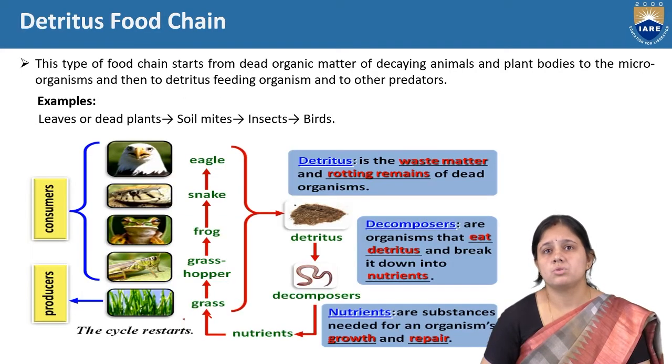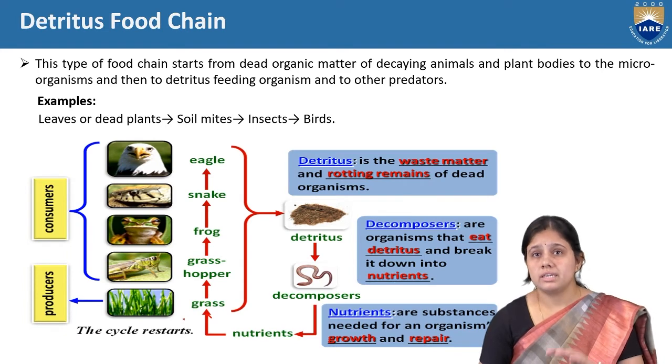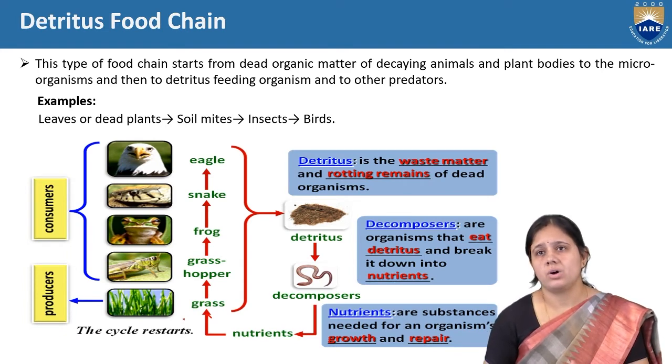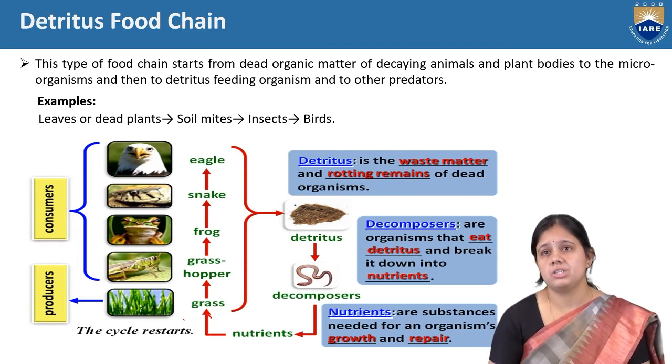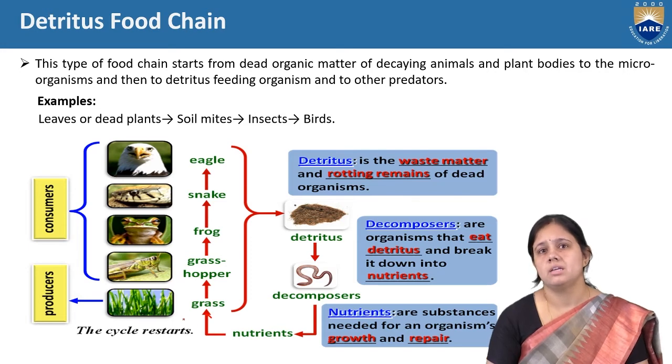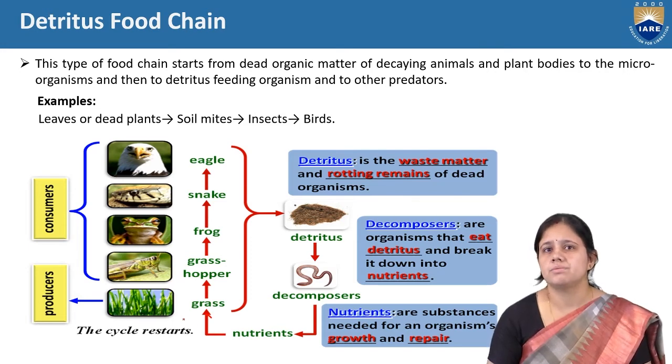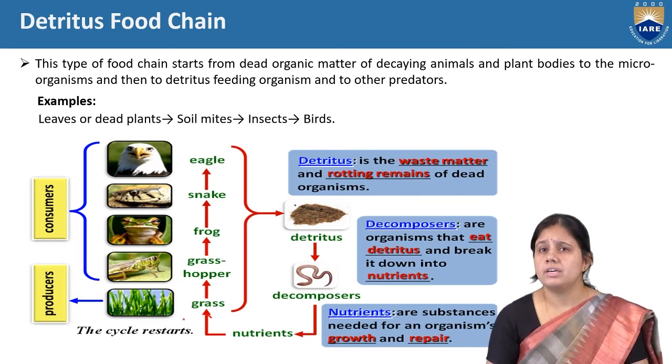Now comes the detritus food chain. The detritus food chain starts from dead organic matter of decaying animal and plant bodies, goes to the microorganisms, and then to detritus-feeding organisms and other predators. The example of the detritus food chain is leaves or a dead plant.